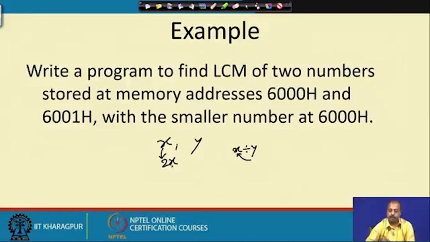I have to see whether 2x is divisible by y or not. If it is, then 2x is the LCM. If it is not, then I have to try with 3x. This way I just go on increasing the multiple of x, 2x, 3x, 4x, 5x like that, and whichever multiple gives a division without remainder, that is the LCM of the two numbers. So, this principle will be used for writing the LCM routine.